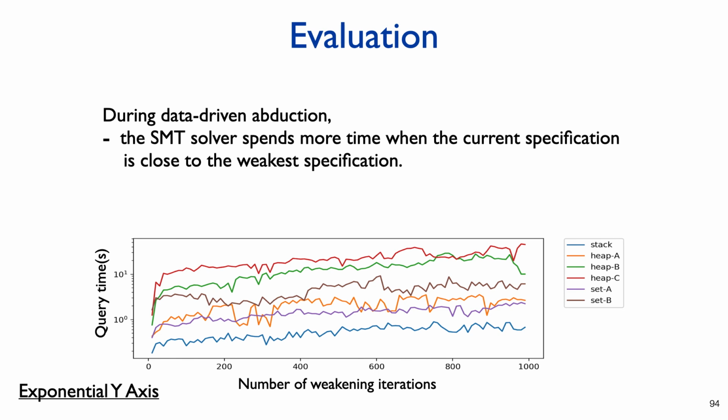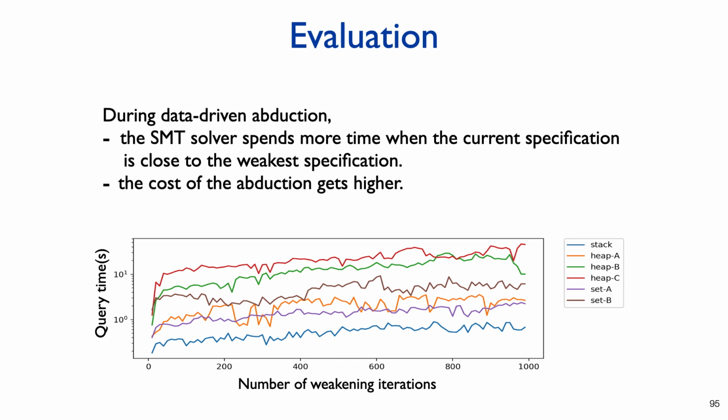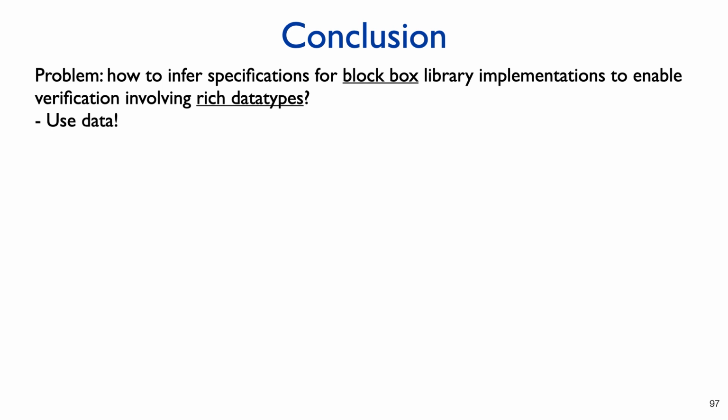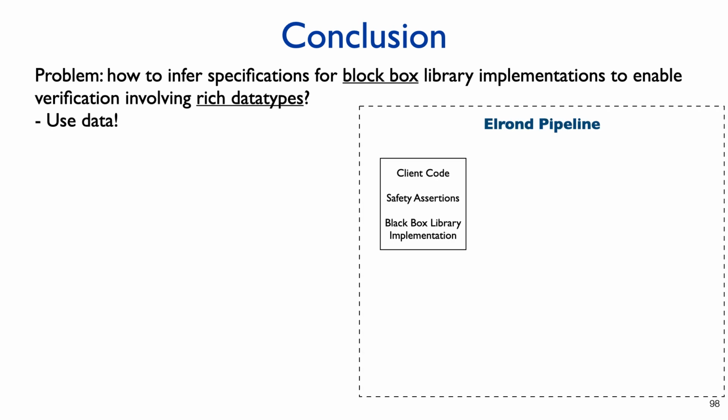The x-axis is the number of weakening iterations. The exponential y-axis is the query time in seconds. So we find the cost of abduction gets higher, which means a higher time bound would have few benefits. Okay, here's our conclusion. The problem we want to solve is to infer specifications for black box library implementations to enable verification involving rich data types. And our method is to use data.